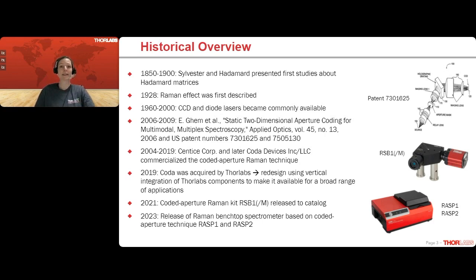In 1928, the Raman effect was first observed, and as I assume some of you know, only 2 years later, Raman was awarded the Nobel Prize for his discovery. The Raman community hugely benefited from the inventions that were then made in the second half of the 20th century, namely CCD cameras and diode lasers. They are nowadays used commonly in many Raman systems for analytical techniques.